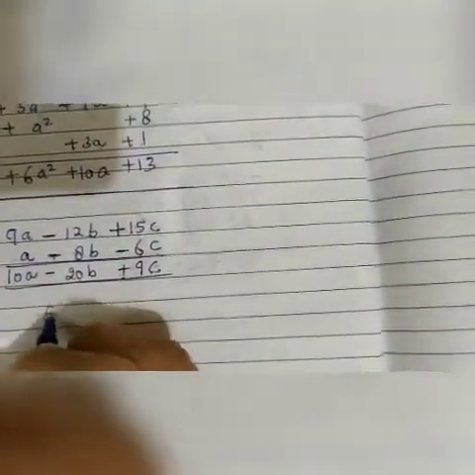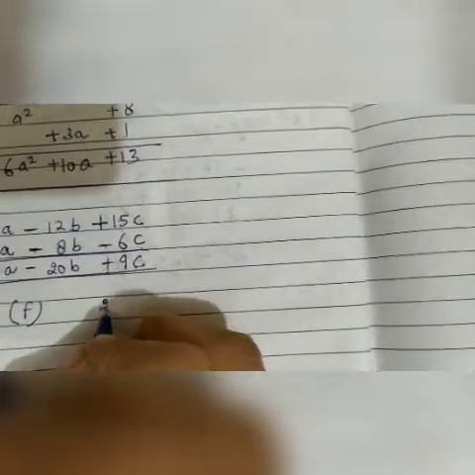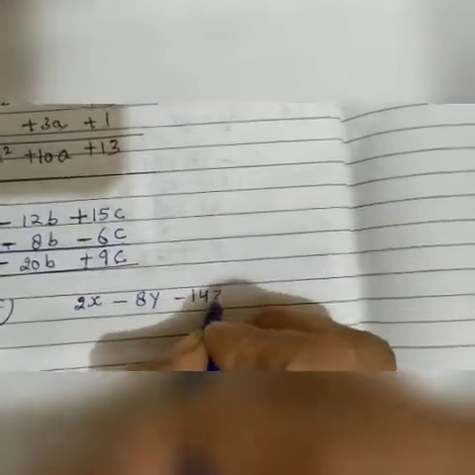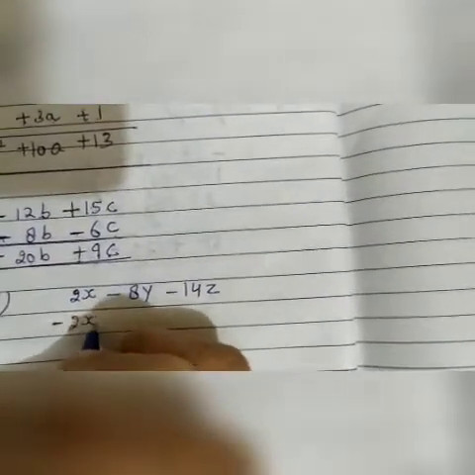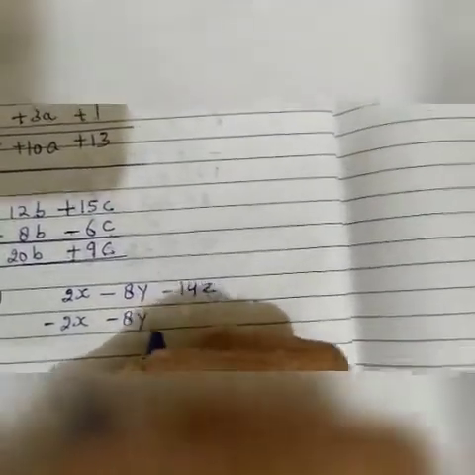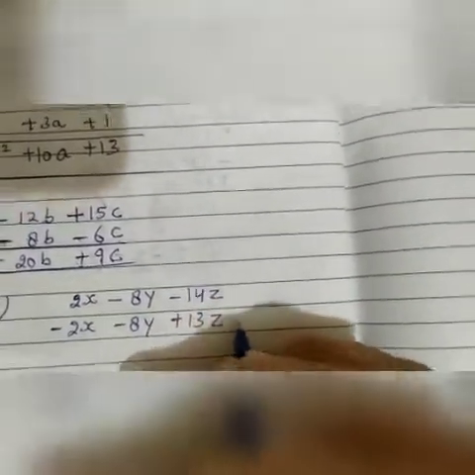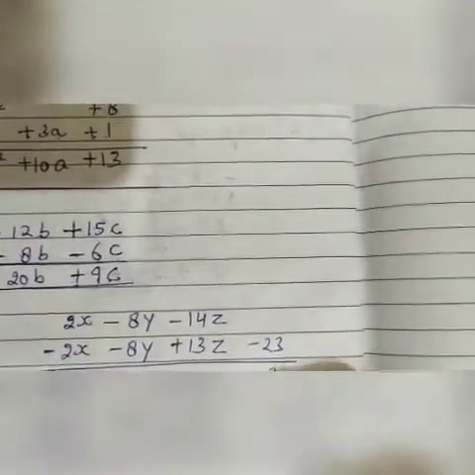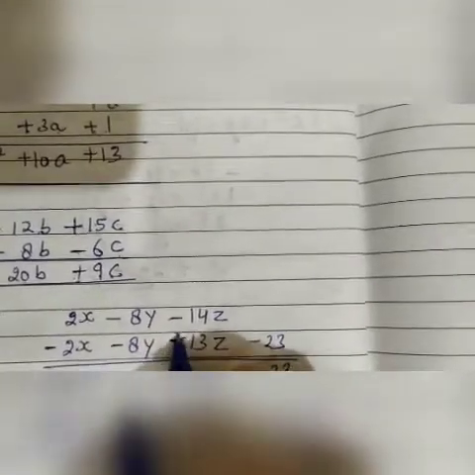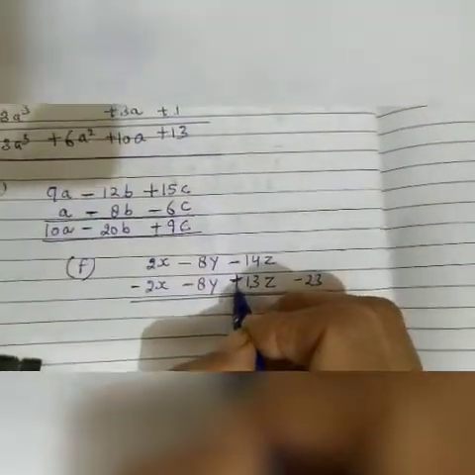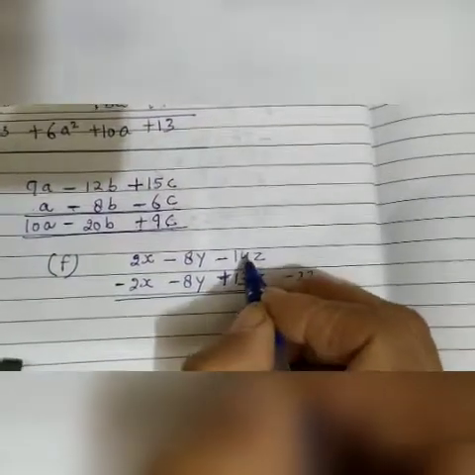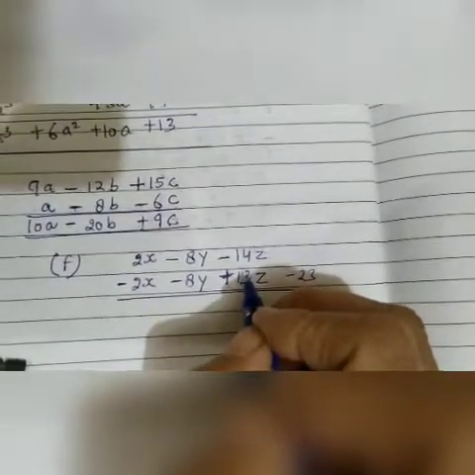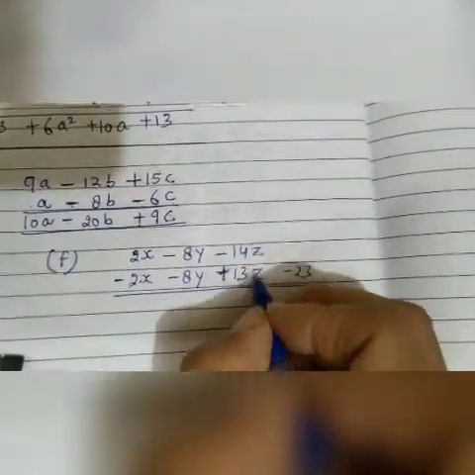Last part of this question, F. F is 2x minus 8y minus 14z, then minus 2x minus 8y plus 13z minus 23. Again solve it. Minus 23 will be written as it is. This is minus 14 plus 13. Two numbers are with different signs, so we will subtract the smaller number from the larger one. When we subtract 13 from 14, we get 1. But we know that 1 is not written. So we will write only z.